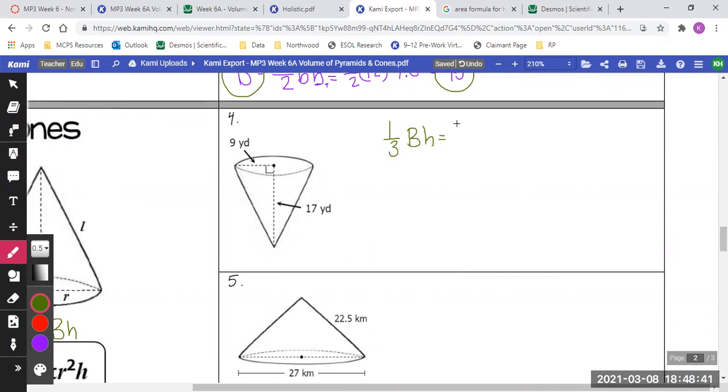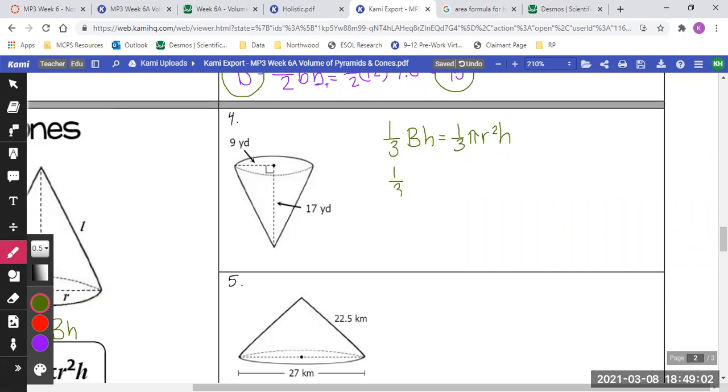But I do have the recall that 1/3, that big B base, is my pi r squared, and that is going to be times my height. I'm going to say big B base. I don't know why. I just love saying it, and I'm going to keep on saying it. So mute me if you want to. I'm just kidding. All right.